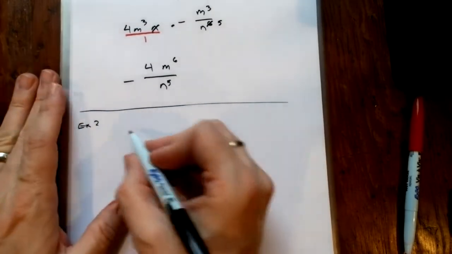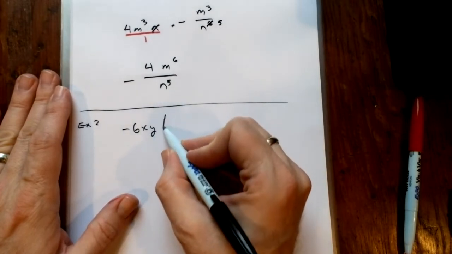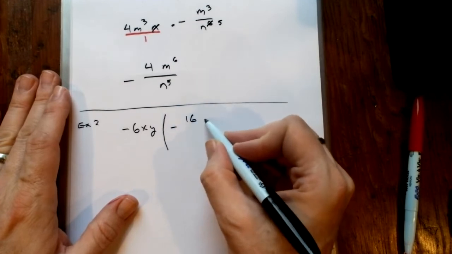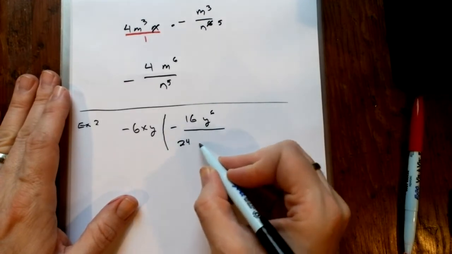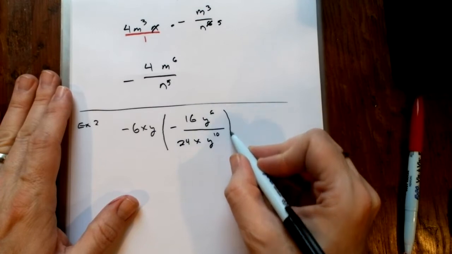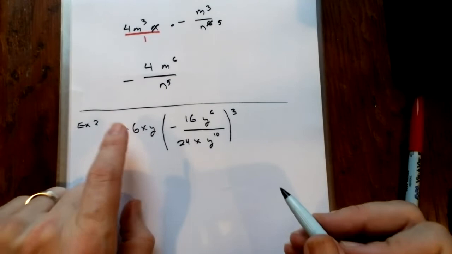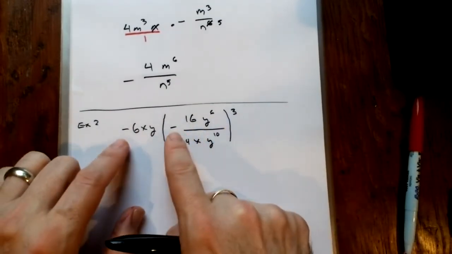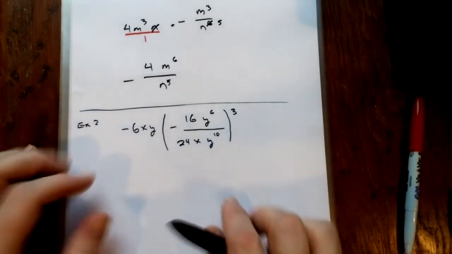For our second one here, I'm going to do negative 6xy times negative 16 y to the sixth over 24 xy to the 10th, cubed. Now again, let's look at our signs. I'll have 1, 2, 3, 4. So I know that ultimately my answer will be positive. It's good to kind of establish that right away.